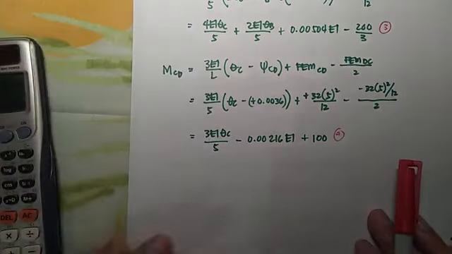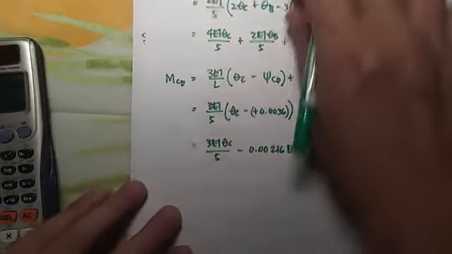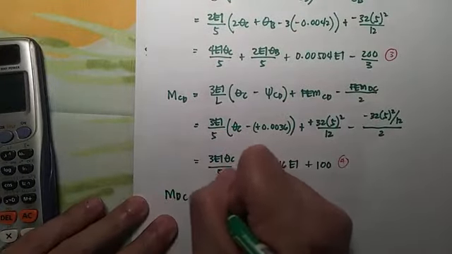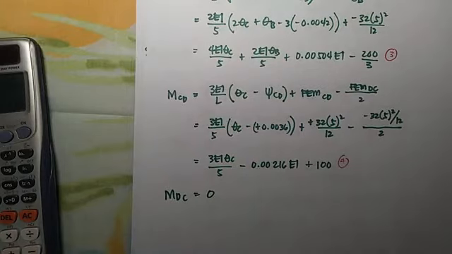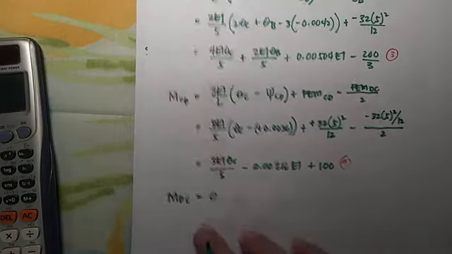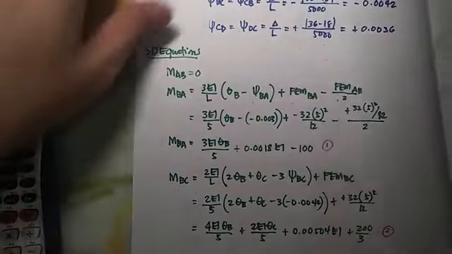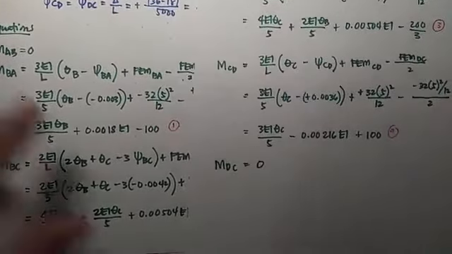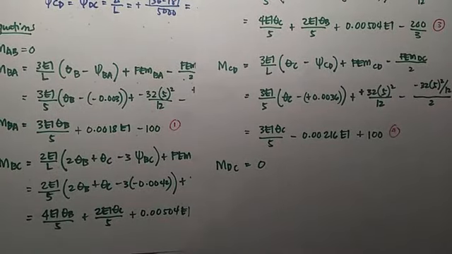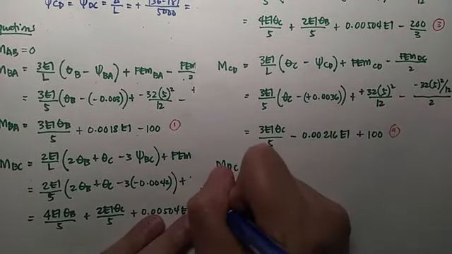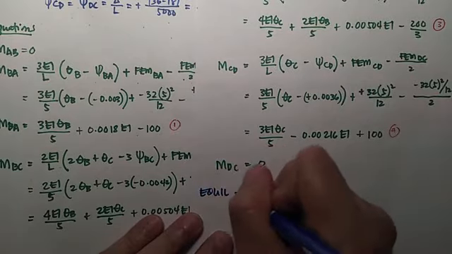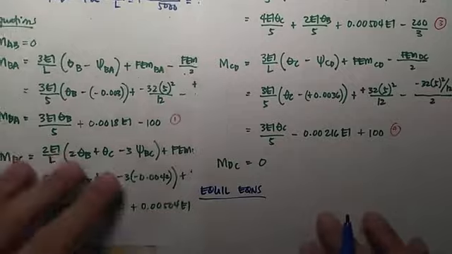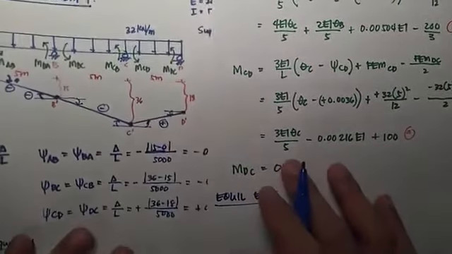Ayan. So, then, actually, yung huli, yung MDC, moment sa DC is 0. Kasi dulo siya ng beam, tas roller, tas wala namang external moment applied. So, 0 siya. Okay, so, these are the slope deflection equations. So, next would be, ano ngayon yung mga equilibrium equation natin? So, let's move to equilibrium equations.